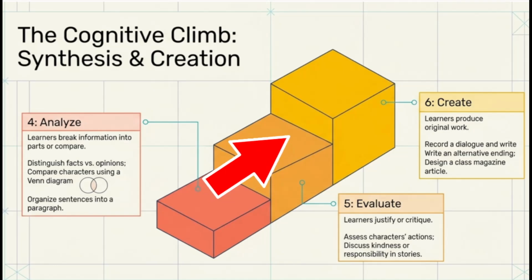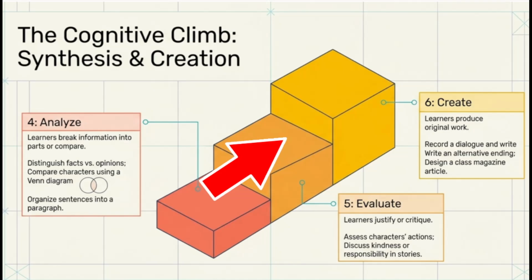Synthesis and creation. Now let's look at the final three levels of Bloom's taxonomy: analyze, evaluate, and create. These are known as higher-order thinking skills because they require learners to think more deeply and independently. The fourth level is analyze. At this stage, learners examine information by breaking it into parts, comparing ideas, and identifying relationships. For example, they might compare two characters, distinguish facts from opinions, or organize sentences into a logical paragraph.